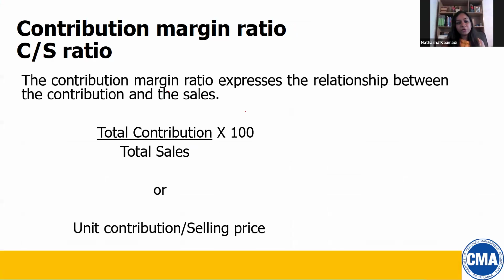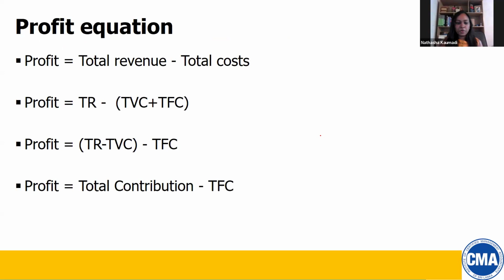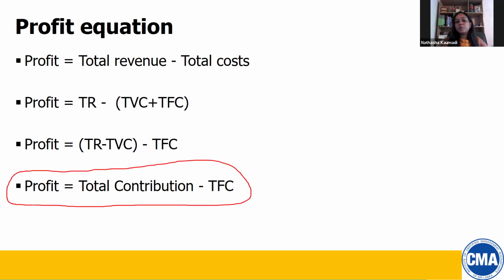If we take total contribution and total sales, that is also possible. So instead of unit contribution, you can take total contribution divided by total sales, instead of selling price, multiplied by 100. So both ways, singular or plural, you can calculate CS ratio. Now previously, I explained the normal formula for profits, and then I explained this new formula as well. See how it comes.